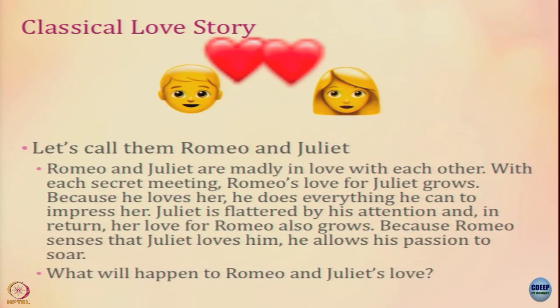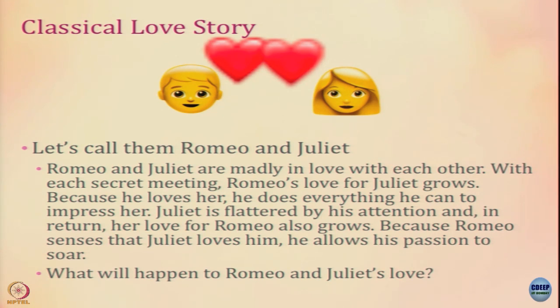Let's call this the Romeo and Juliet model. Romeo and Juliet are madly in love with each other. With each meeting, Romeo's love for Juliet grows because he loves her. He does everything to woo her. Juliet is flattered by his attention, and in return, her love for Romeo also grows. Romeo senses that Juliet loves him, which allows his passion to soar. Right, so now, what will happen to Romeo and Juliet's love?